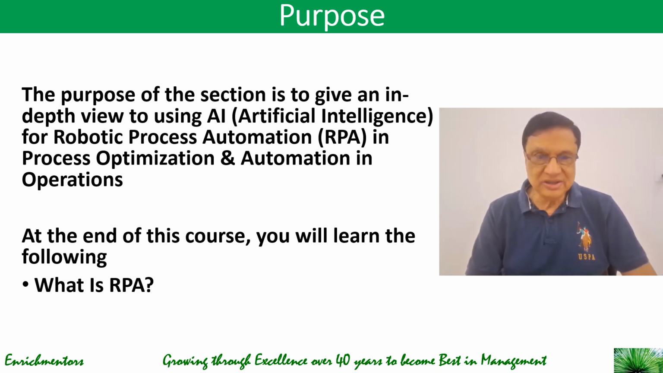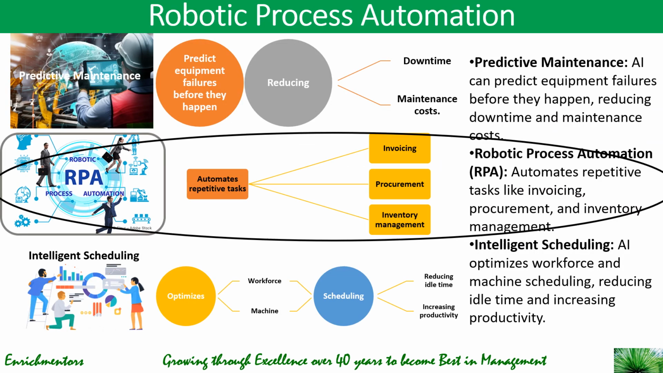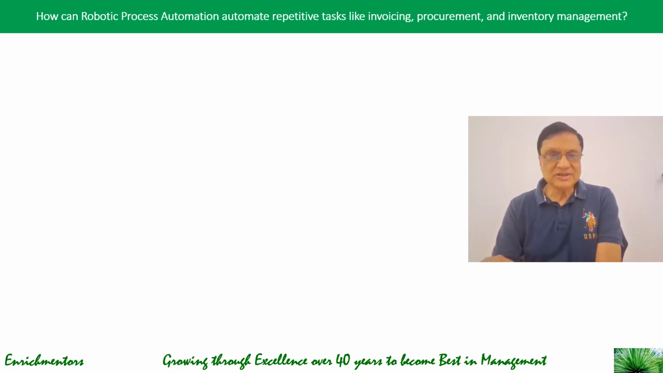Let us begin this lecture by talking about what is RPA. Let us precisely define what is robotic process automation. As we saw earlier while introducing this whole section, robotic process automation automates repetitive tasks like invoicing, procurement, and inventory management. So, how does robotic process automation automate these repetitive tasks like invoicing, procurement, and inventory management?